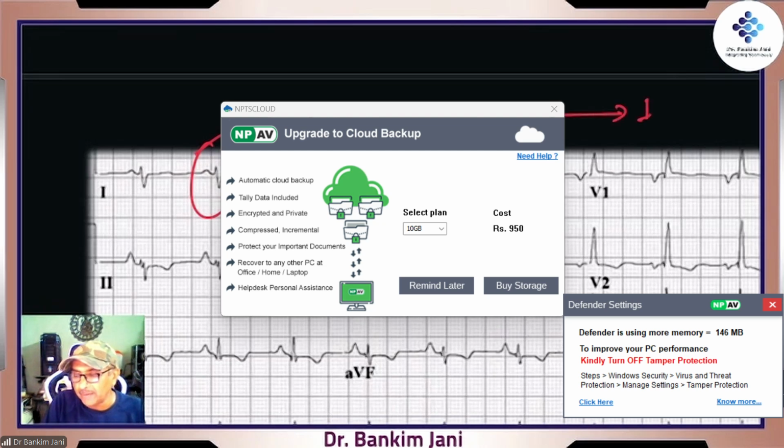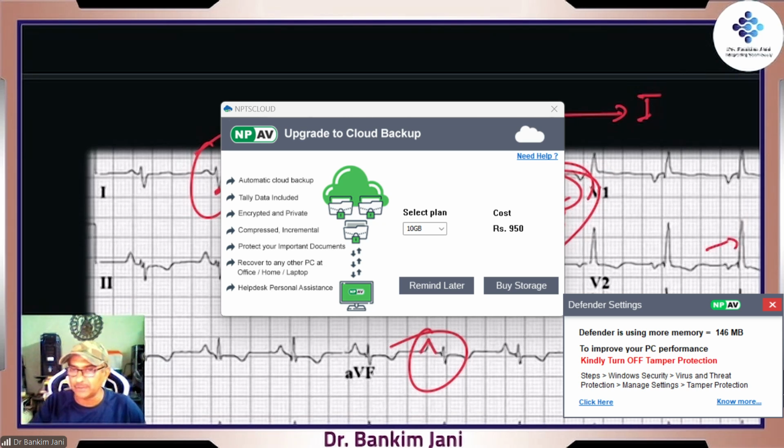Lead one was here, right? So if this one is big, this is the right side. If that is hypertrophy, the current is going there, so the current is going away from us. That's why we are getting more negative. When we get more negative in lead one, immediately check AVF. AVF positive. Bas, then it is certain. This is the right axis deviation. This is clearly a case of right ventricular hypertrophy.